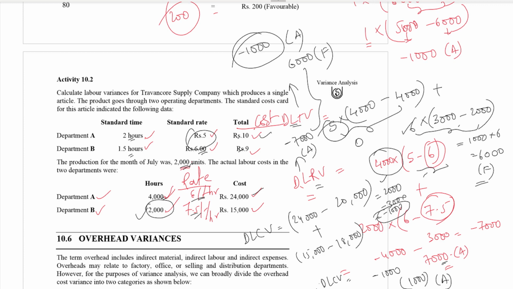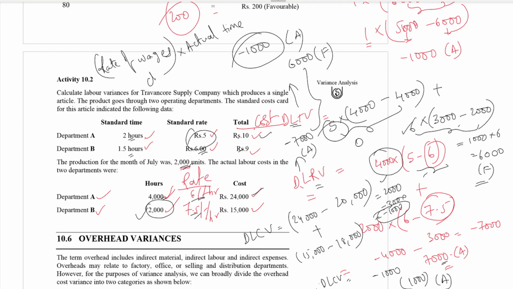So this is about labor variance. Simply, we take the change in the rate of wages multiplied by the actual time they have worked. Actual time. So this is called the rate variance.